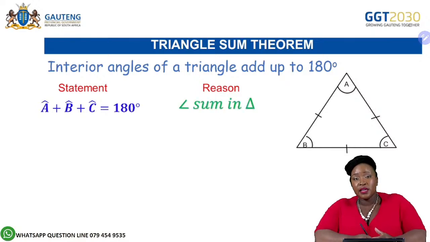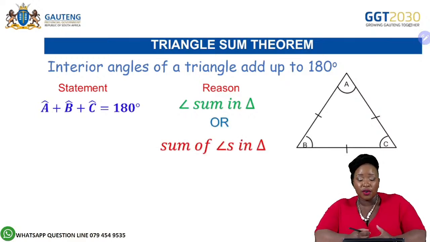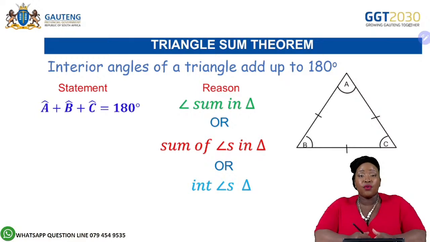And these are the 3 reasons you can use. Angle sum in a triangle. This is the reason I'm going to use for most of the lesson. That is simply because you'll find that as you progress, this is the reason you use in your geometry, in your further grades. But all of these reasons are correct, okay? Or you can use sum of angles in a triangle, or you can use interior angles of a triangle. All of these are correct. You can use them. They are part of your exam guidelines as well. All right.